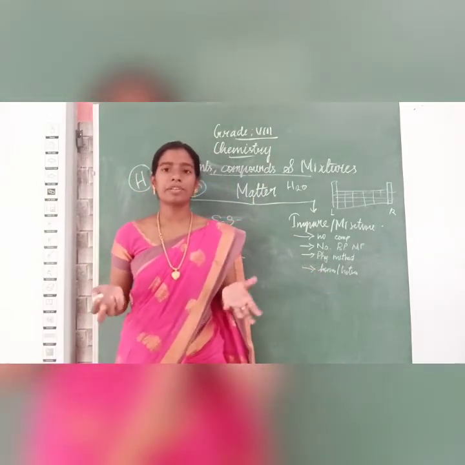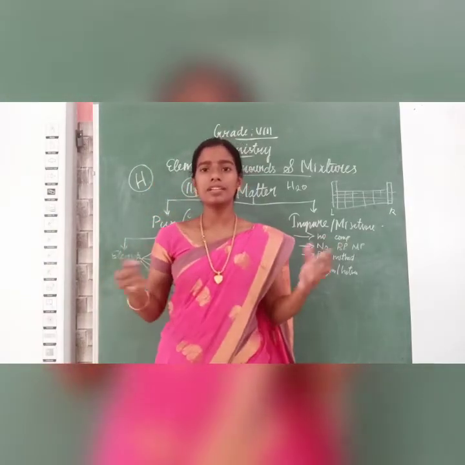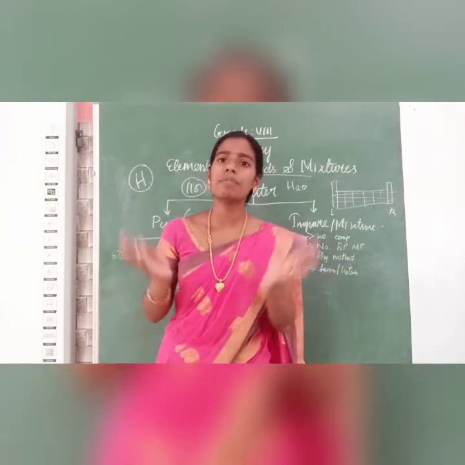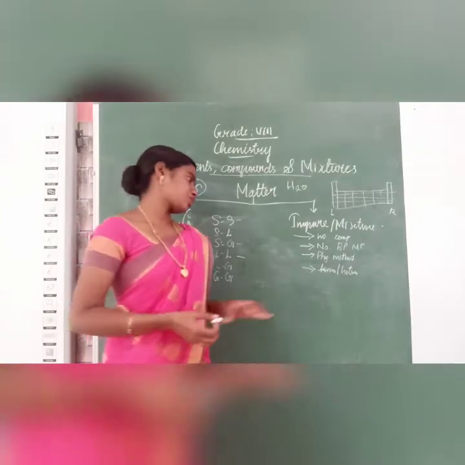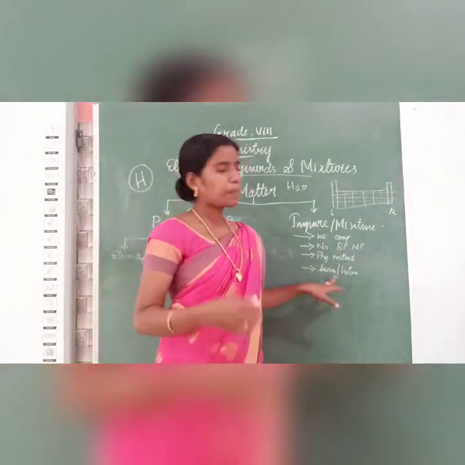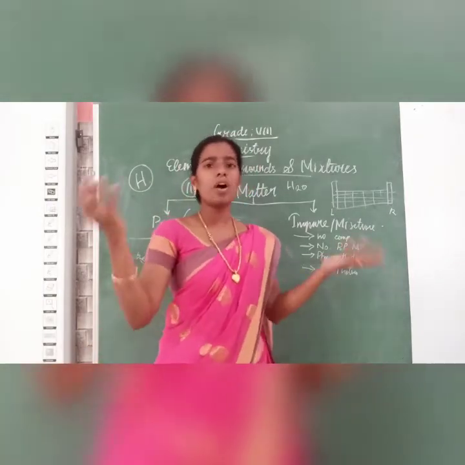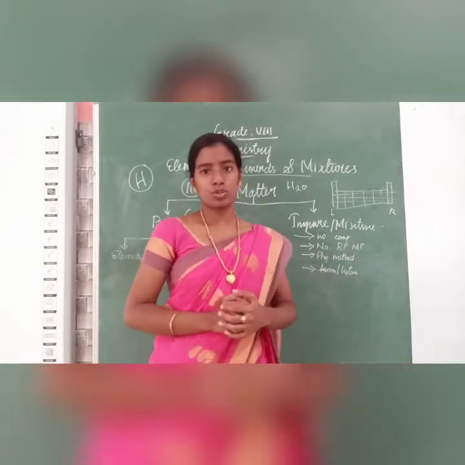Consider a mixture, rice and stone. It can be easily separated by using our hands, right? Like this, using some physical methods, you can separate this mixture after it is formed. Then the distribution may be uniform or non-uniform. That is, it may be homogeneous or heterogeneous.